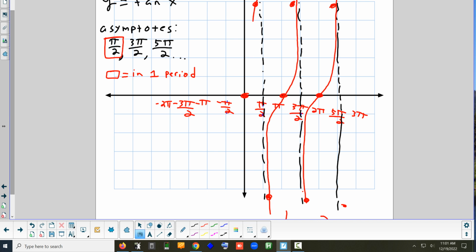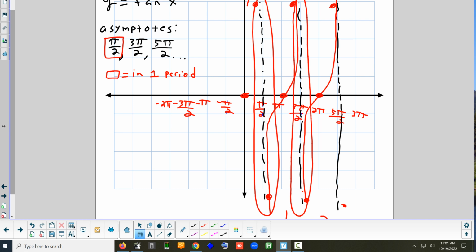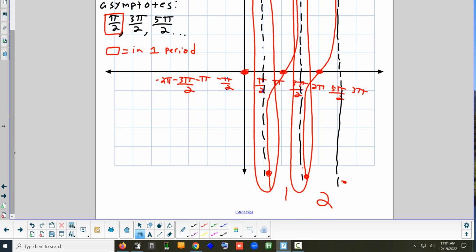I would say that this asymptote belongs to cycle 1. This asymptote would belong to what I call 2. Right? You can think of it however you want to think of it. But the idea is to remember there's one asymptote per cycle, not 2. Because if you say there's 2 per cycle, then all of a sudden one cycle wouldn't happen because it would belong to the other.